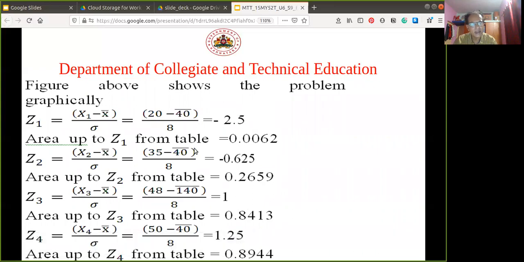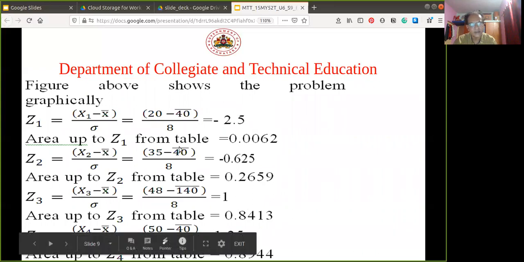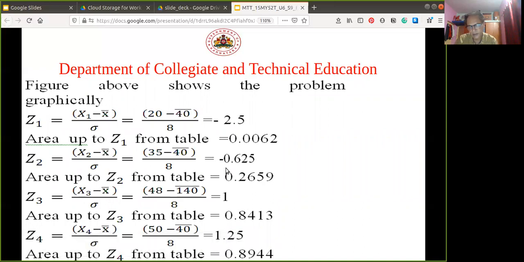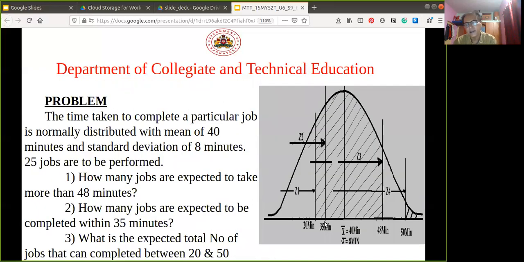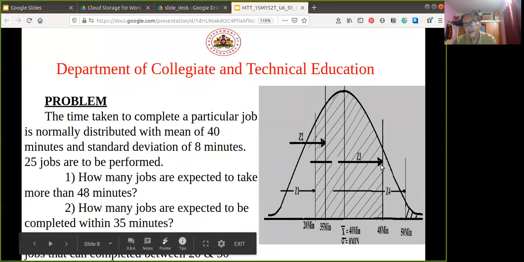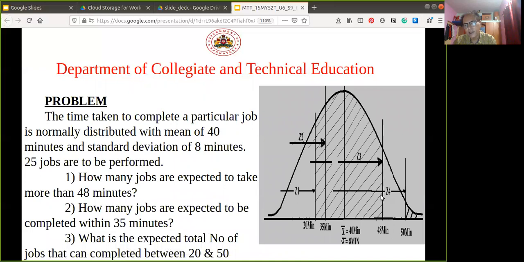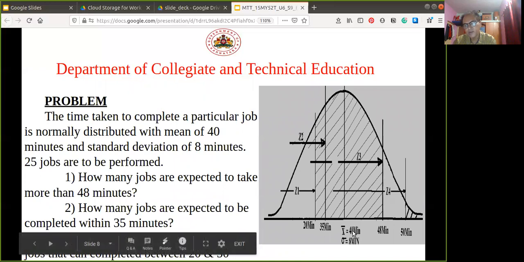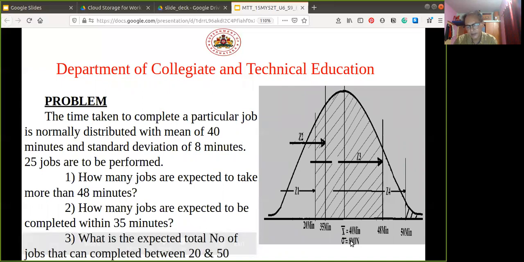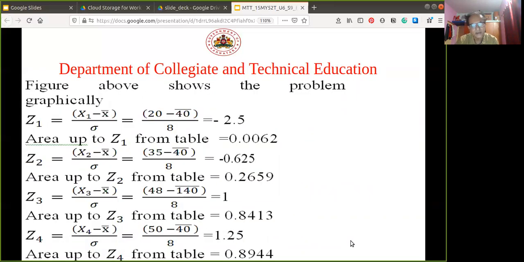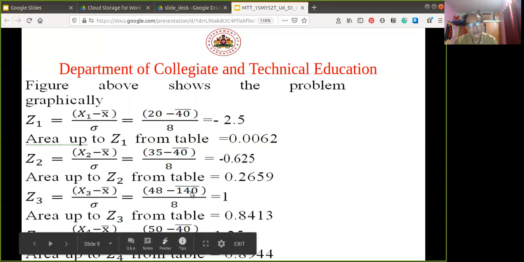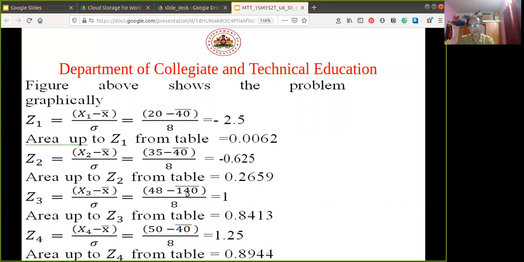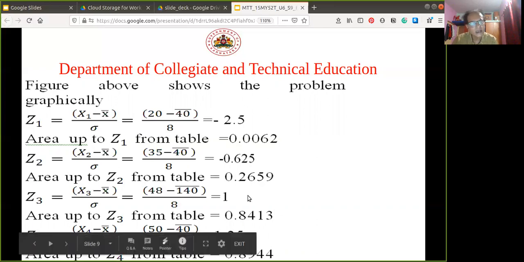Then similarly I have to find Z3. You can see here Z3. So Z3 is equal to, you can go to the table here, the chart. So Z3 is this. Now Z3 is equal to what? Xi, this value, how much? 48 minus 40 divided by the standard deviation. When you do that for Z3, 48 minus 40, it should be 40. It is not 140, it is 40. So 48 minus 40 by 8. So we'll get Z3 equal to 1.